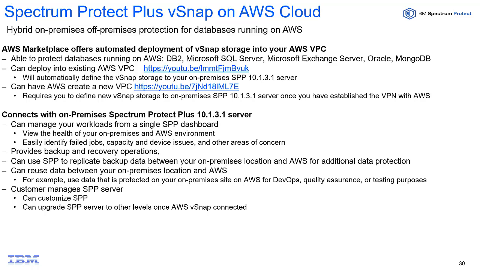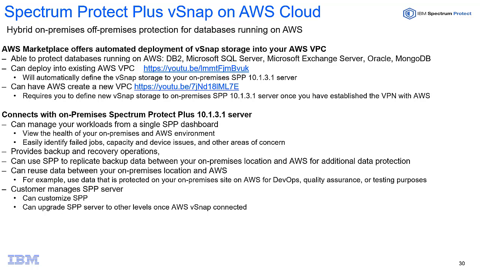Now you can deploy into either an existing AWS VPC, and in that case, AWS will actually define the vSnap storage out to Spectrum Protect Plus, and that does have to be a Spectrum Protect Plus 10.131 server. If you don't already have a VPC set up, then you can go through the steps to create the VPC, and once your virtual private network is established, then you would just manually do the definition inside of Spectrum Protect Plus of that vSnap storage. So this gives you a great way to utilize Spectrum Protect Plus to back up both your on-premise data as well as any of the databases that are in your AWS cloud.